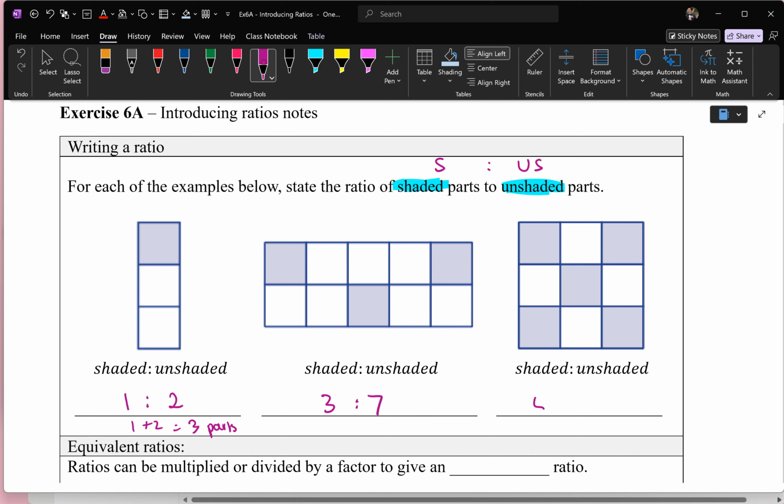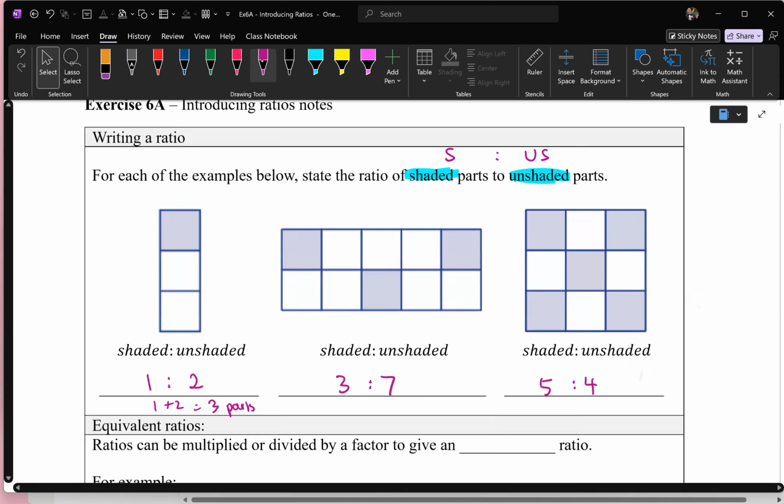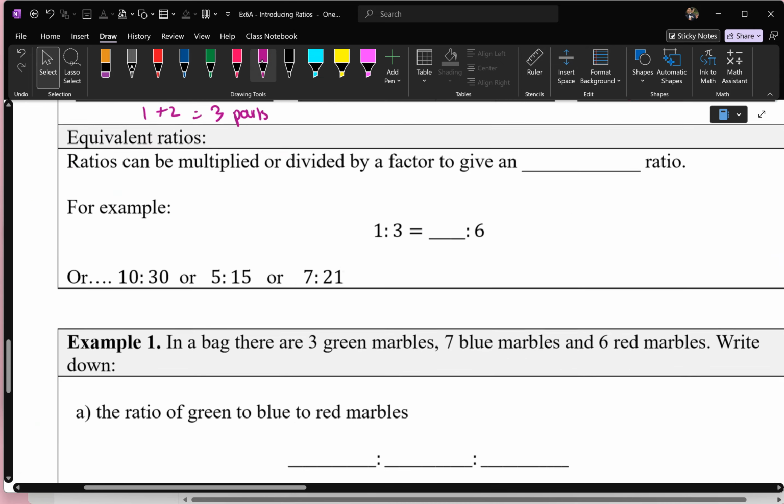Same with this one. This is now 5 that is shaded to 4 that is unshaded, and therefore there are 9 pieces in total, because 5 plus 4 is 9. You can see here it's 3 across and 3 down, so 3 by 3 gives you 9 squares. That's pretty much what we're practicing.